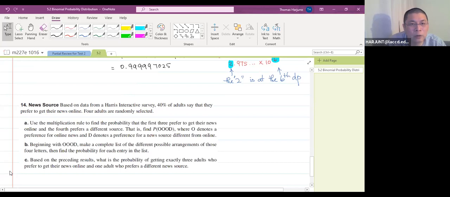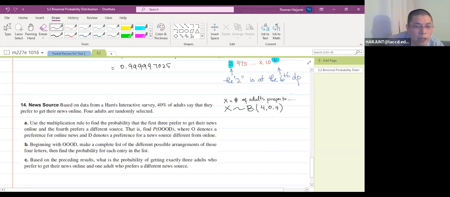So based on data from a Harris Interactive survey, 40% of adults say that they prefer to get their news online. Now, 4 adults are selected. So we will have X binomially distributed. The number of trials is 4. The probability of each success is 40%, where X is the number of adults who prefer to get the news online.